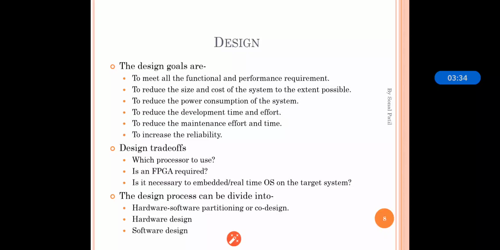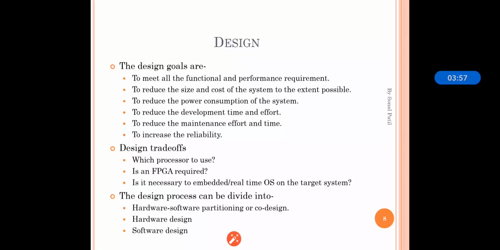To increase the reliability. Yes, whatever system we have should be as highly reliable as possible. So the main important design goal of any embedded system is that whatever system we are designing should be highly reliable. So these are the design goals.